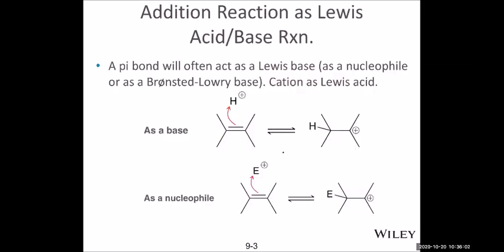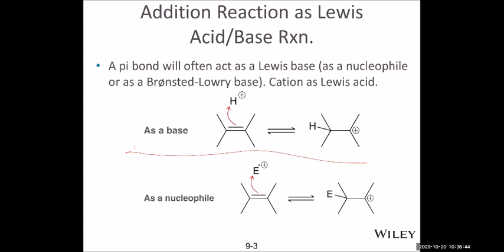The first one. The addition reaction is a Lewis acid-base reaction. The Lewis acid-base concept is based on lone pairs. The lone pair donor is a Lewis base. The lone pair acceptor is a Lewis acid. So in the reaction, the alkene acts as a Lewis base, giving electrons to the proton and forming the carbocation. So this is the proton-adding reaction.